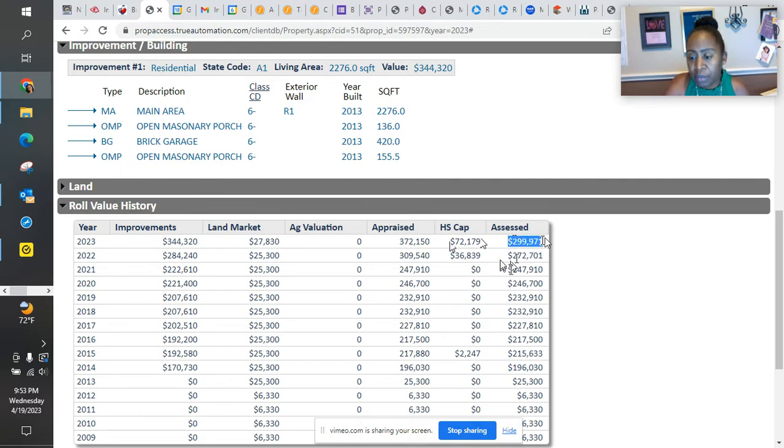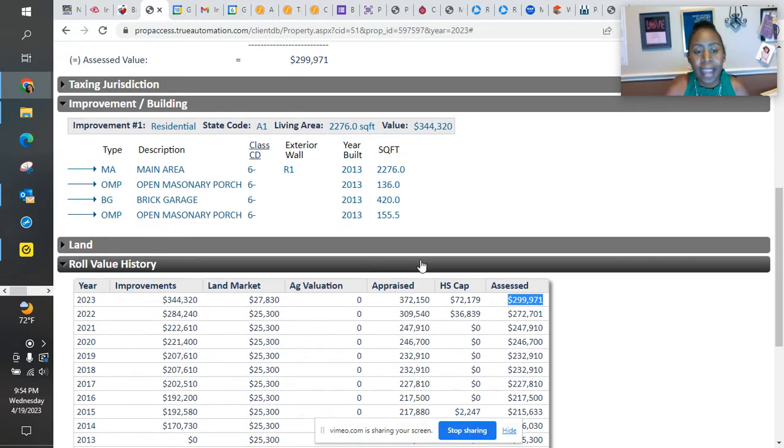If you do the math, which I've already done, you'll notice that the difference in these two numbers is exactly the 10% cap that they can go up from one year to the next. So they went up exactly $27,270 to get from this number to this number, which is the current assessed value. The assessed value is what you pay taxes on. It's the number they're going to use to calculate your taxes with the different taxing jurisdictions.